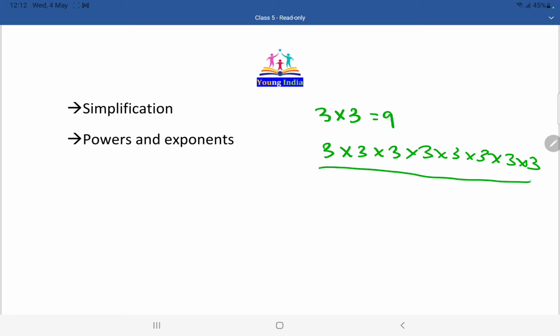But if you have very big questions, how will you solve them? It is a very big process. You have to multiply them. It will take a lot of time, right? That's why we have these.